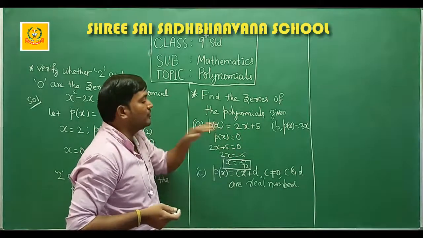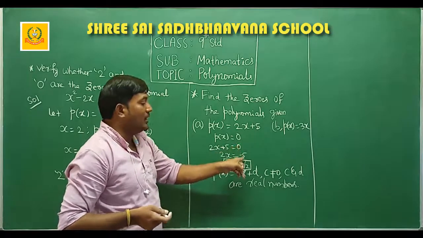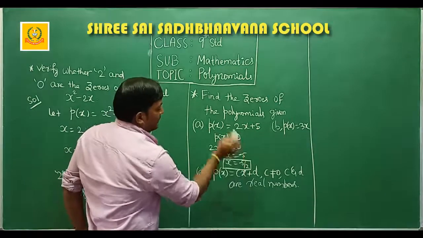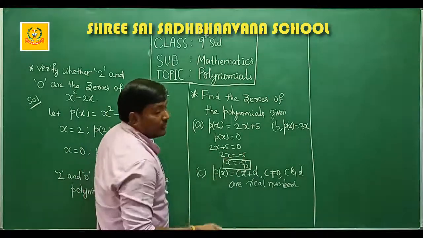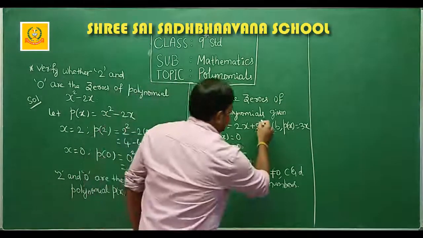What we did: 2x plus 5, we equate it to 0. The 5 goes to the RHS and plus 5 will become minus 5. So 2x is equal to minus 5, x is equal to minus 5 by 2. So minus 5 by 2 is the 0 of this polynomial.